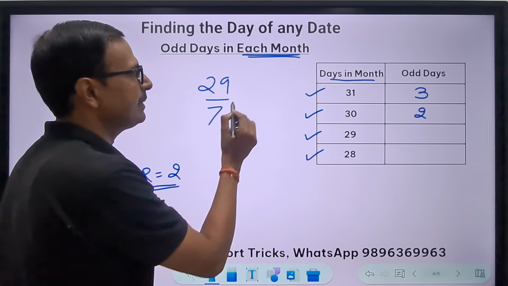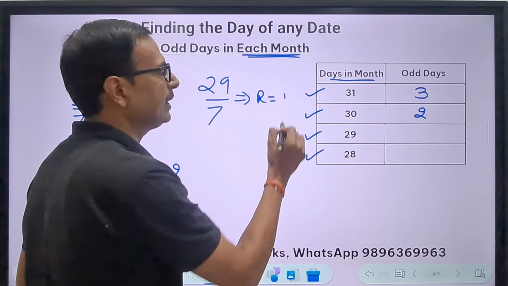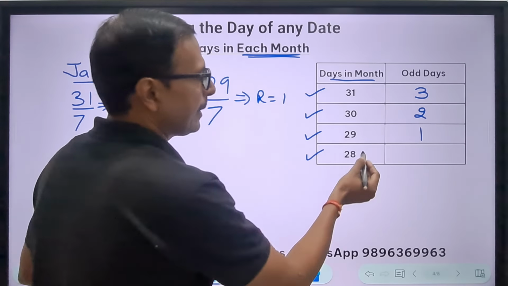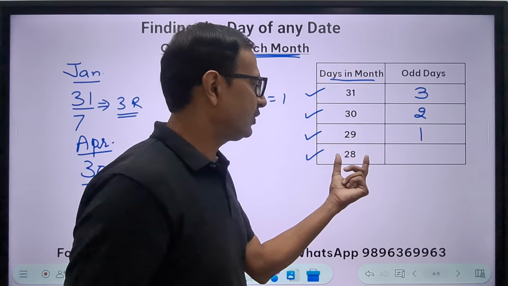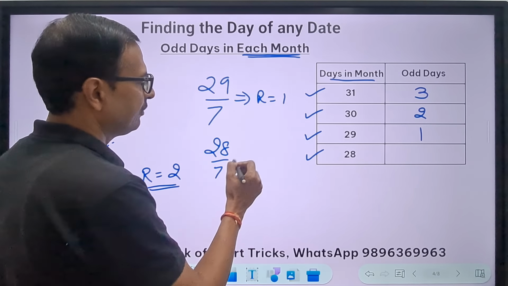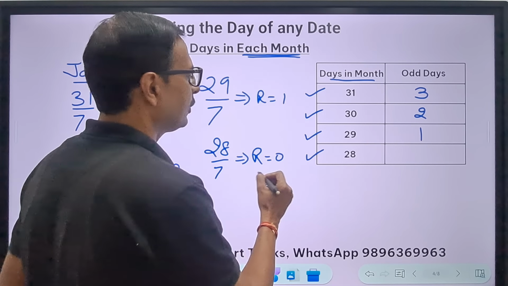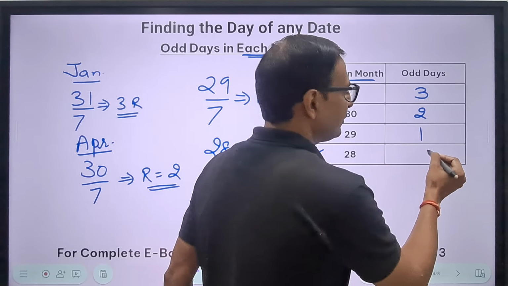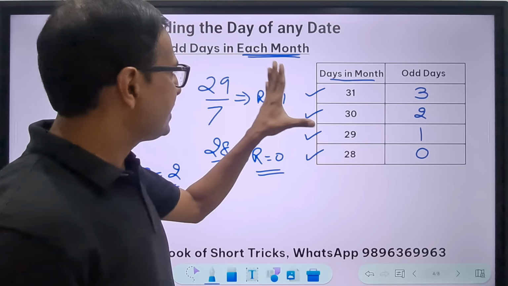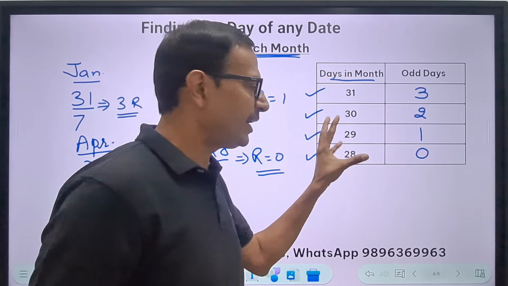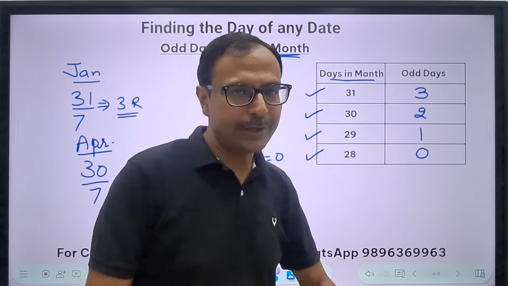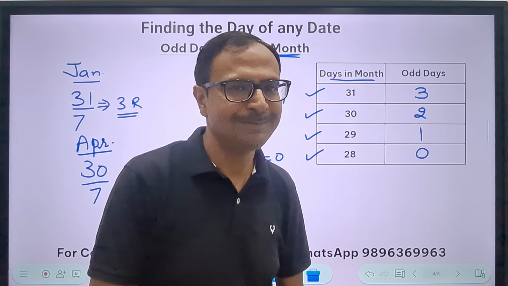So if you divide 29 by 7, you will get remainder equal to 1. So that particular month will have 1 odd day. And finally, if it is a normal year, the month of February will have 28 days. So 28 divided by 7 will give you a remainder 0, and therefore a month having 28 days will have 0 odd days. Again, days in a month, you have to check how many days are there in the month, and according to that you have to find out the odd days in that particular month.